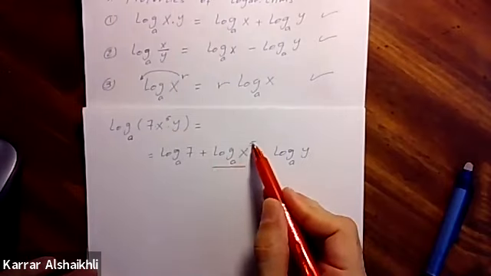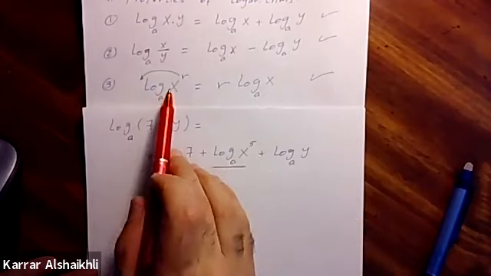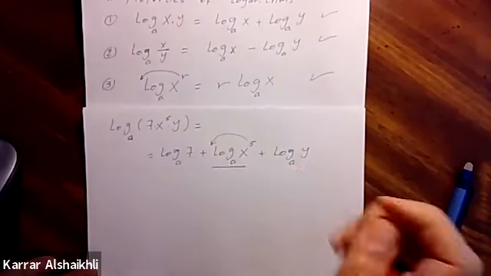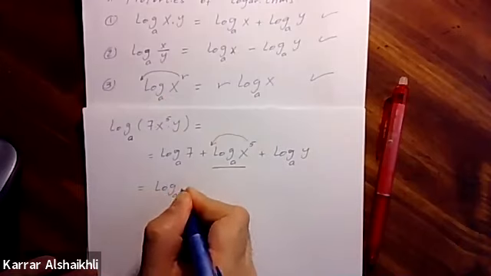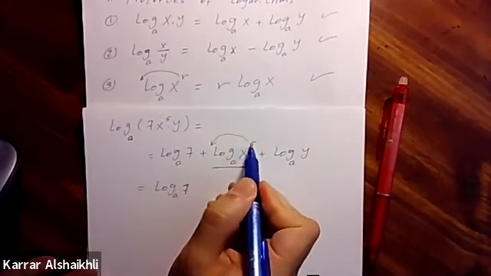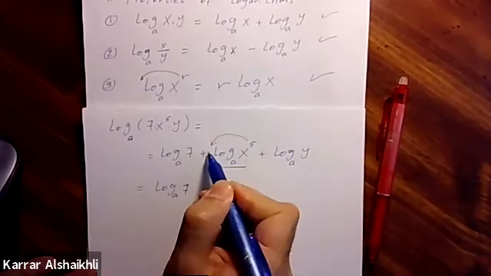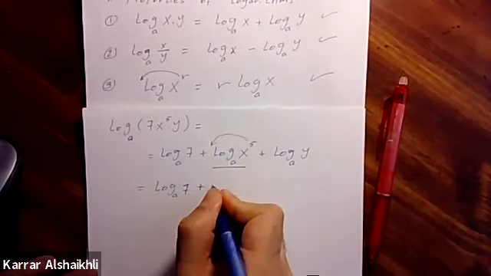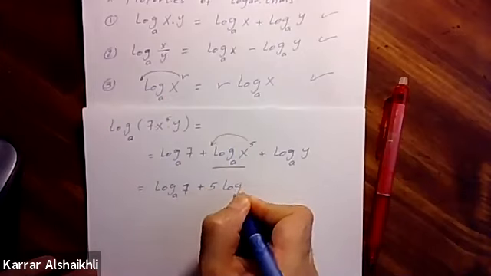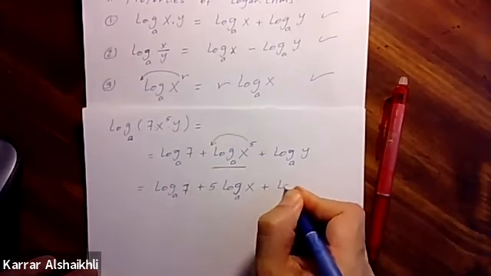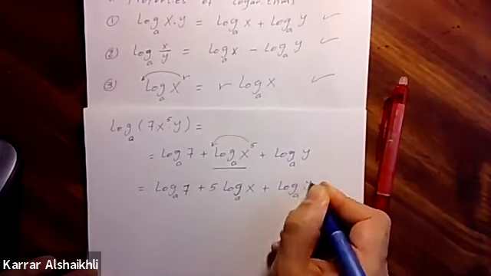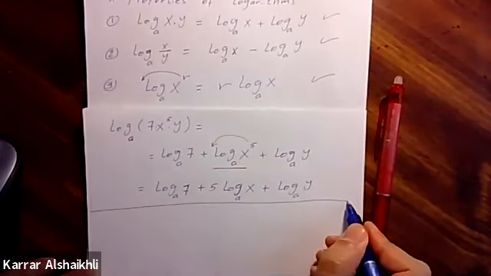Now I'm going to check this one. If I have log to the base a with exponents, I can use rule number 3. I'm just going to move the exponents to the front. By the way, you move the exponent in front of this log, not that log. So this is log to the base a of 7, plus 5 log to the base a of x, plus log to the base a of y. That's it. This is the result for this example.